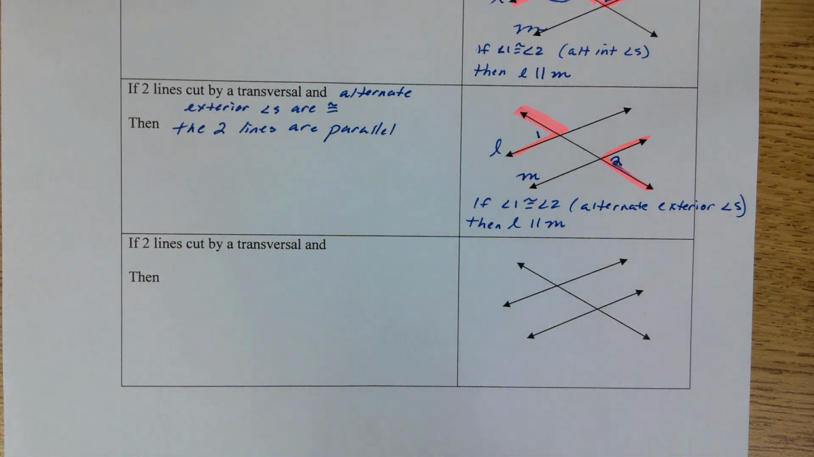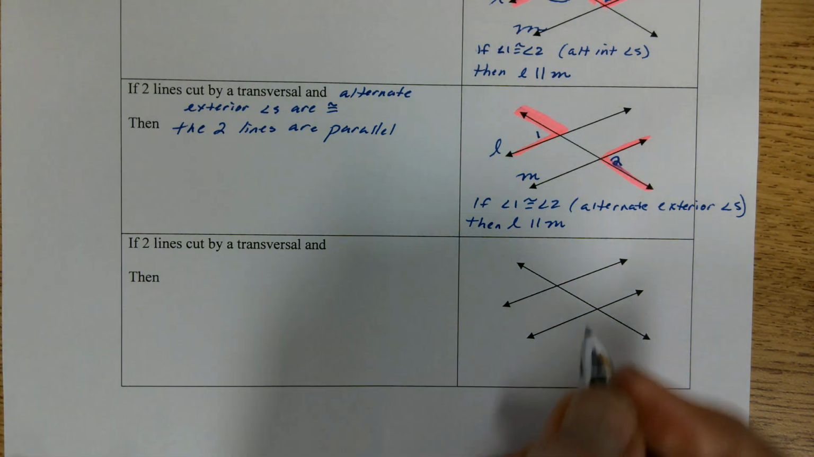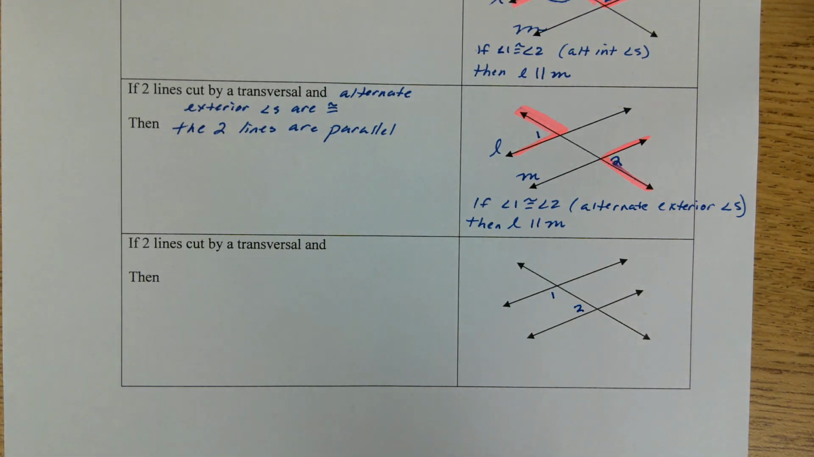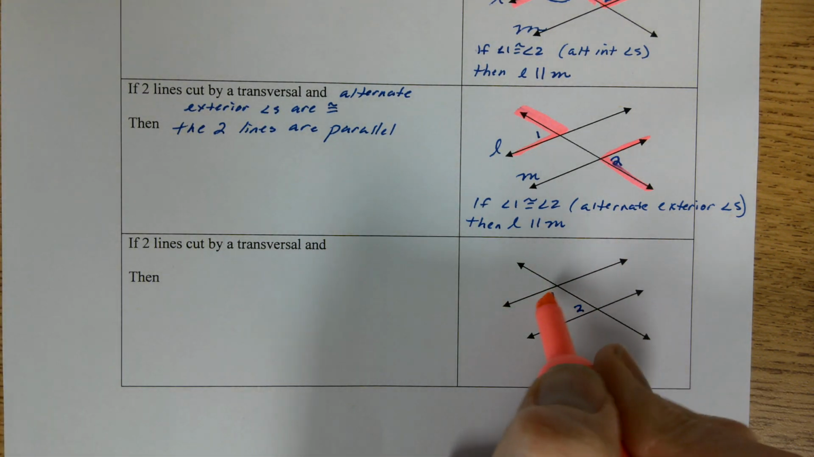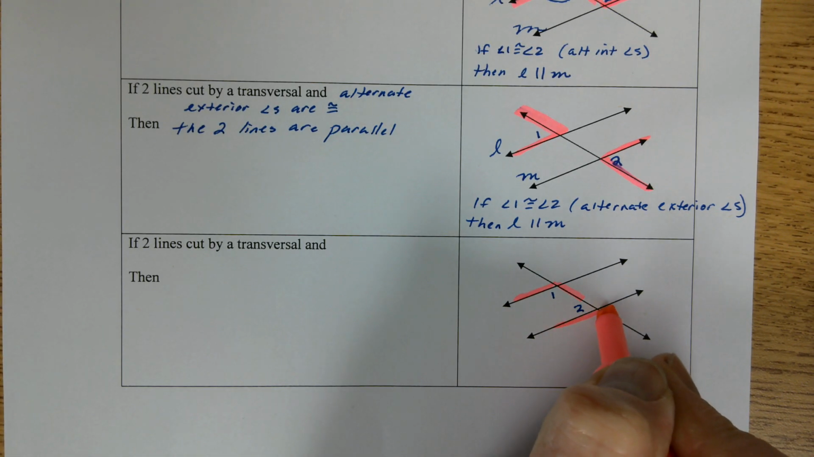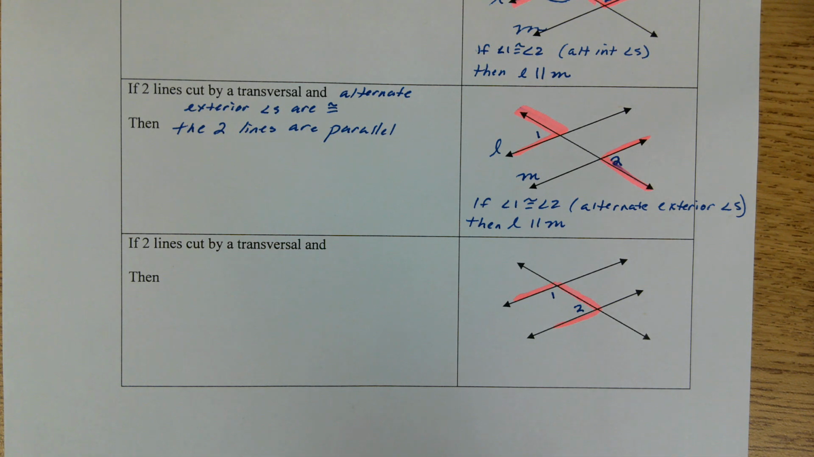Okay, last one. This one's short. This time we're going to say if same side interior or consecutive interior. So this is angle 1 here, and then angle 2 is here. So they make the letter C. Same side interior make a C, and they're supplementary.